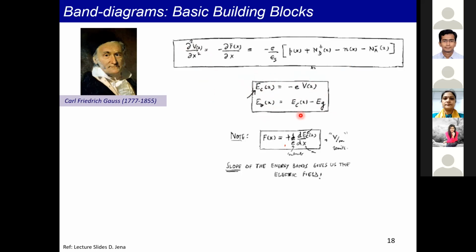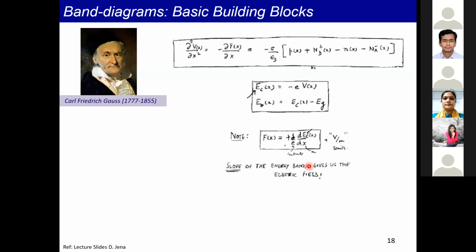That's it. Once you know this, you can also find the field. Field you know is minus dV by dx. You can substitute here. So field is 1 by q times dEc by dx. So essentially, the slope of these band diagrams tells you what is the local electric field. That's it. Okay, nothing more than this.